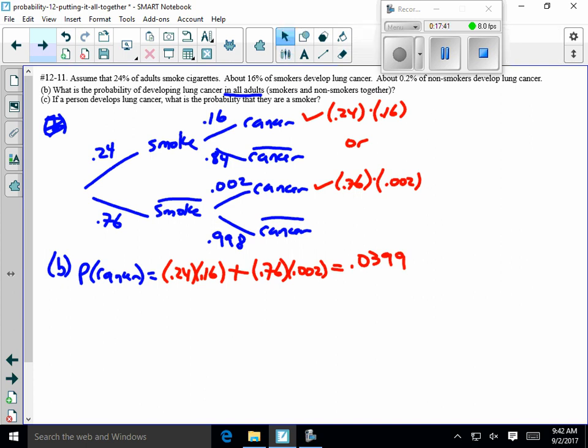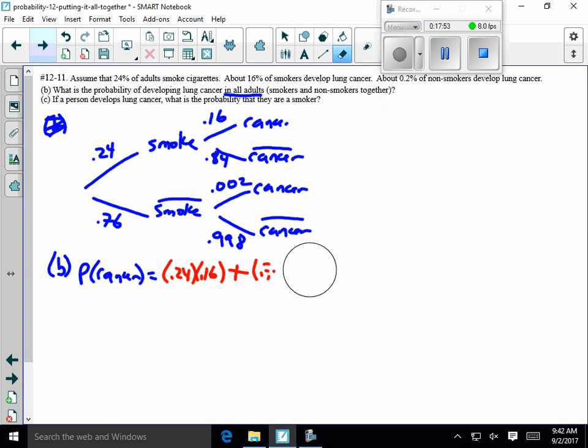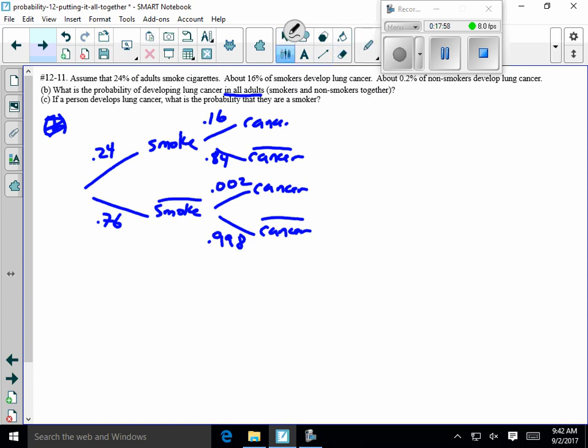All right, so that's the way that I would do the first problem, the first part. Okay, for part C, it says, if a person develops lung cancer, what's the probability that they're a smoker? So we're going to use the same tree, but this time, this is a conditional probability, right? For part C here, we're talking about what's the probability that we develop cancer given that we are a smoker.